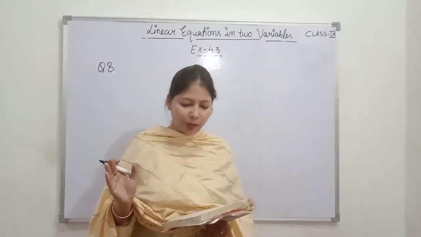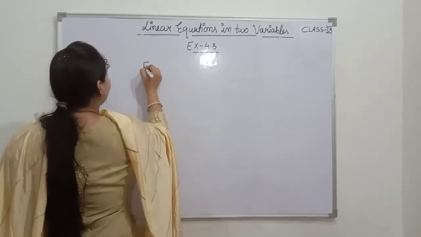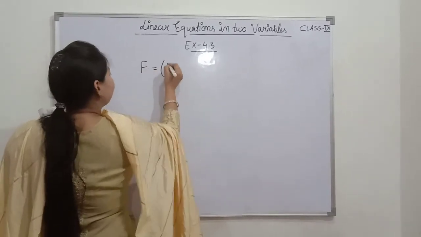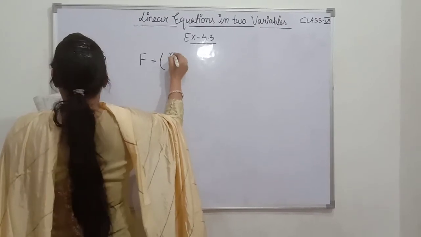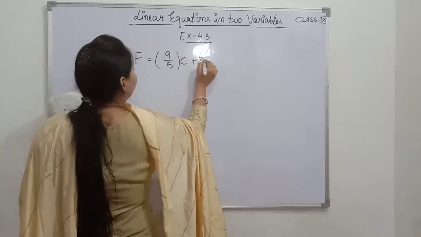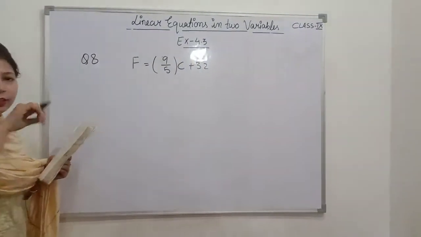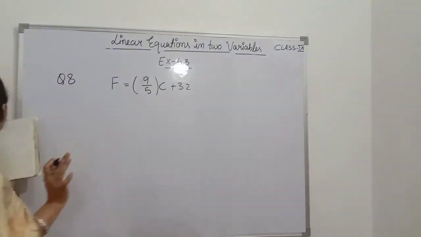Here is a linear equation that converts Fahrenheit into Celsius. So students, you have read this equation in science class: F equals 9/5 into C plus 32. So you are already familiar with this equation, how to convert Fahrenheit into Celsius and Celsius into Fahrenheit.